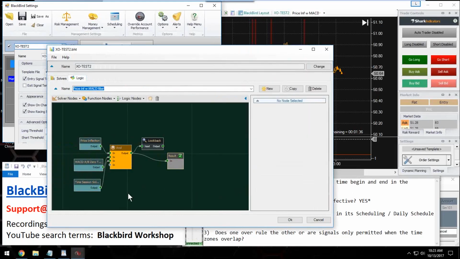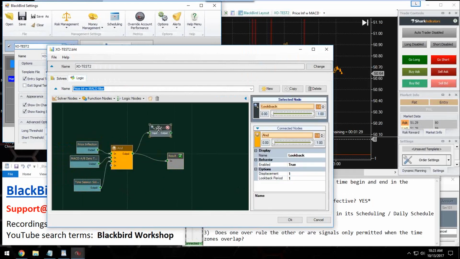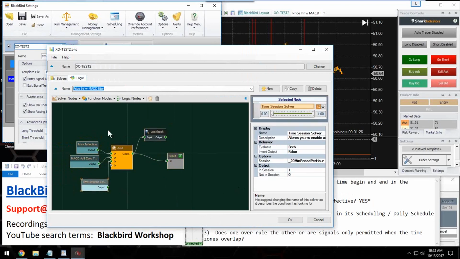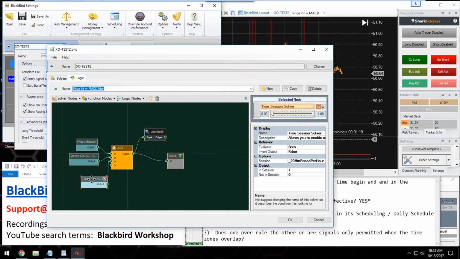Right. So check number 1 is done by Bloodhound. This is the signal logic, and then Bloodhound checks with the time solver and says, can I allow this signal to pass through, right? So Bloodhound is doing the first check to see if a signal can be shown on the chart, right?